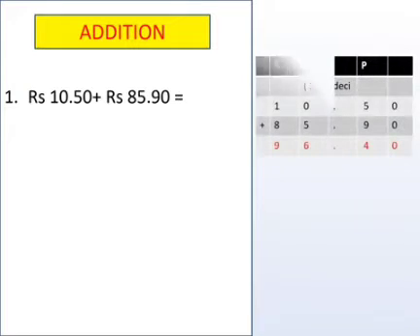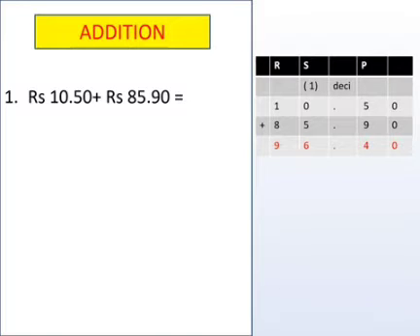Yes, children, let us start from addition. As you are very familiar with addition and subtraction, because you have learned it in the 4th standard. The first sum is, we have to add 10 rupees 50 paise and 85 rupees 90 paise. The first step, you need to know how to arrange the numbers. You need to separate rupees and paise with the decimal point in between.